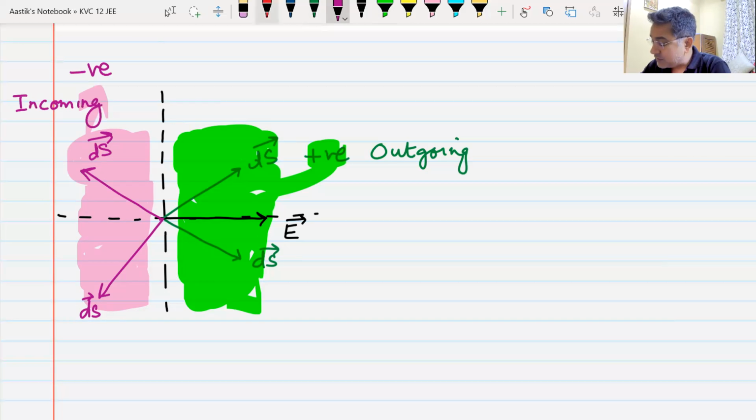And if you had your area vector like this, or like this, in this case the angle is definitely 90, no choices, and the flux in this case would be 0.